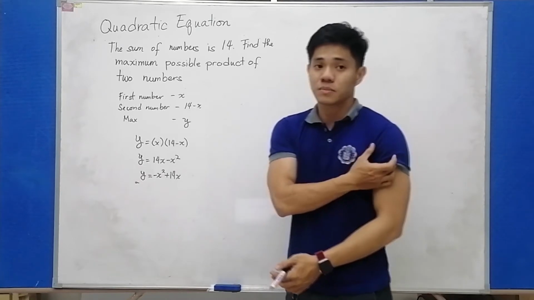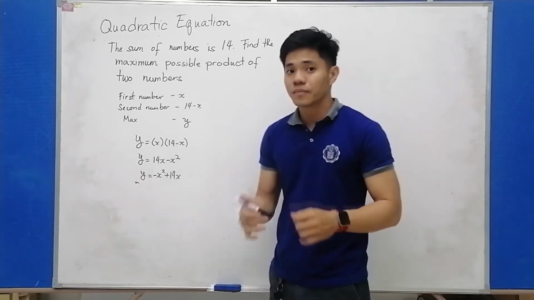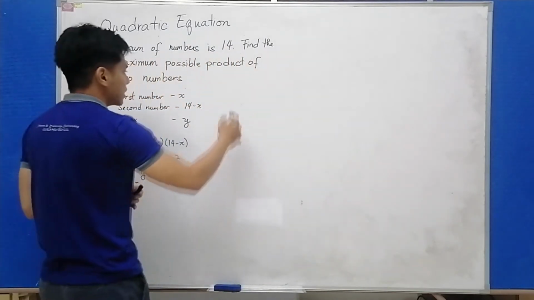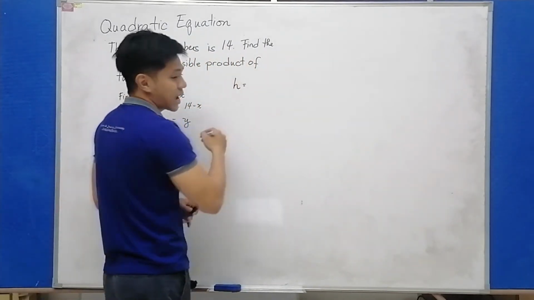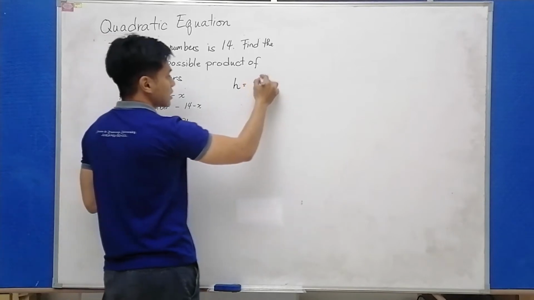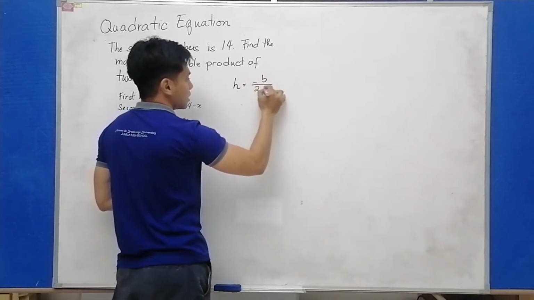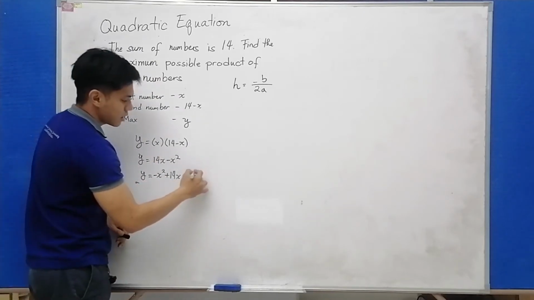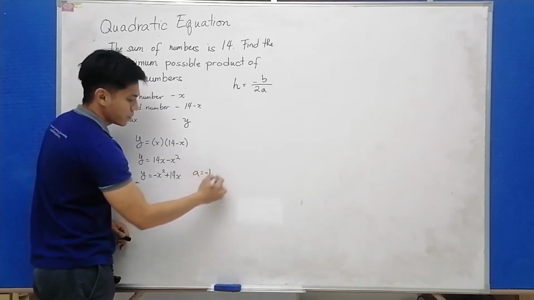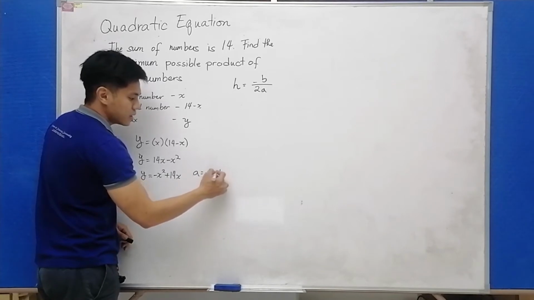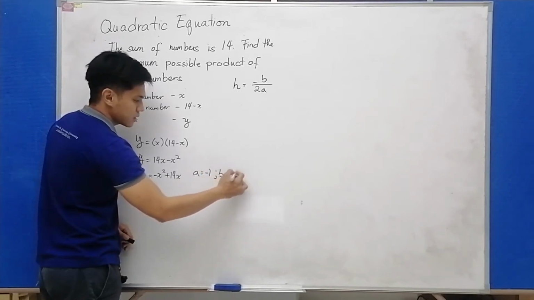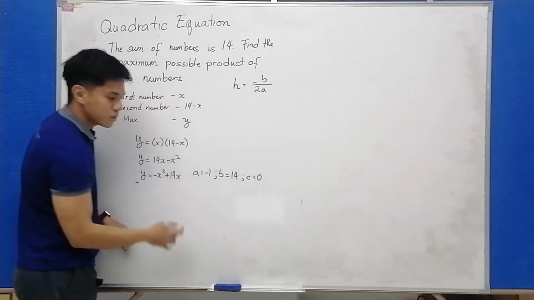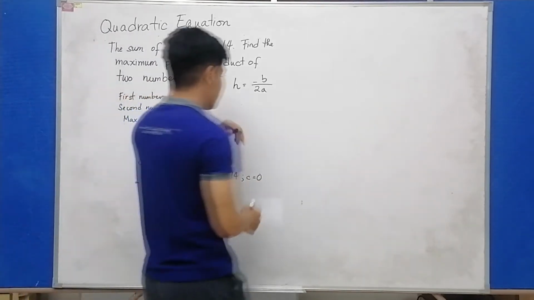So how do we look for the vertex given a standard form? As you recall from our lesson before, we will use the axis of symmetry formula to look for h, which is negative b over 2a. Given this, a is equal to negative 1, b is equal to 14, and c is equal to 0. We will use these later as we solve the problem.